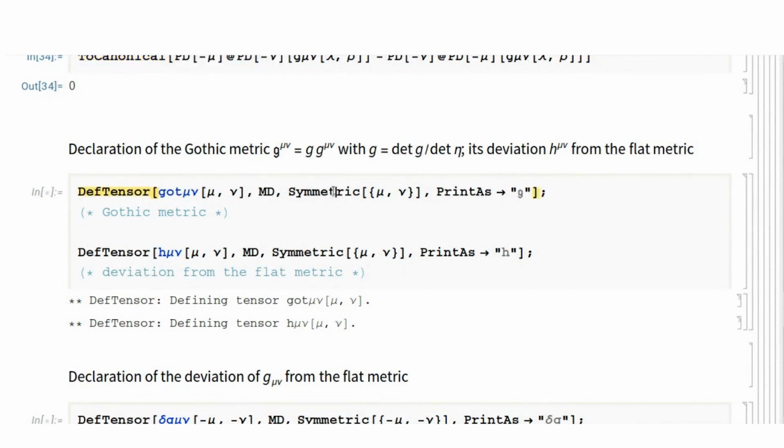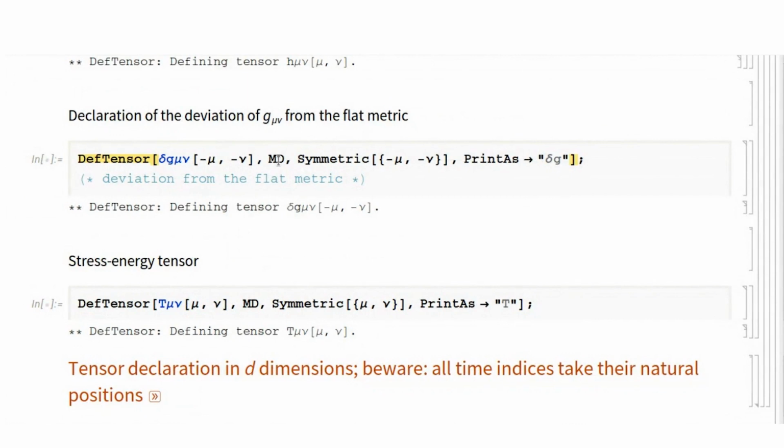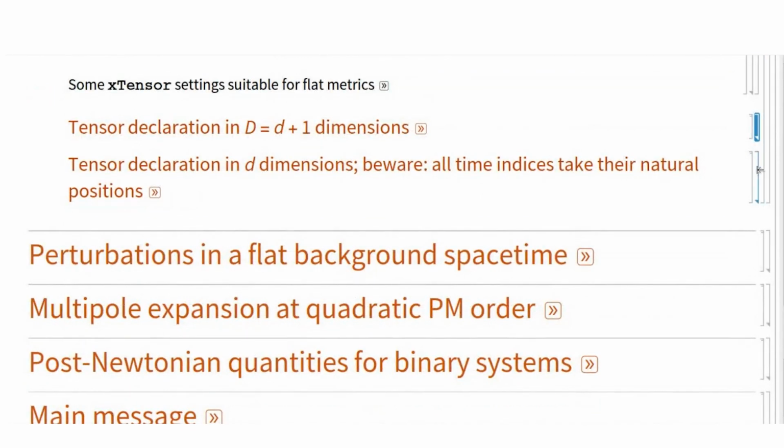Everything is flat. I introduce the Gothic metric notation. I have my perturbation, which is the deviation of the Gothic metric from the flat metric. It's also useful to have the usual metric perturbation, the stress energy tensor, whatever you need to do general relativity.